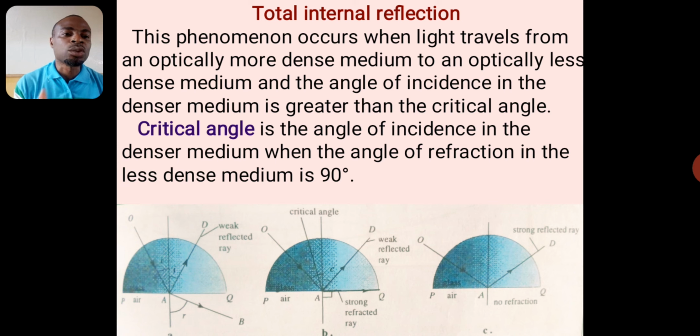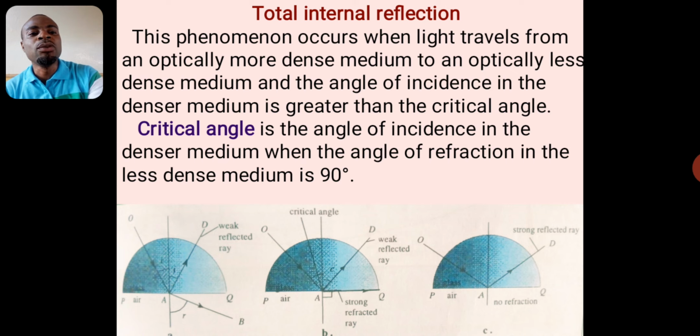And that is why we have defined total internal reflection based on what? That light is traveling from an optically more dense medium to an optically less dense medium, as you can see in the diagram, and the angle of incidence is now greater than the critical angle. So that angle of incidence in the third diagram is greater than the critical angle that we had in part B of the diagram. So that explains that very well.